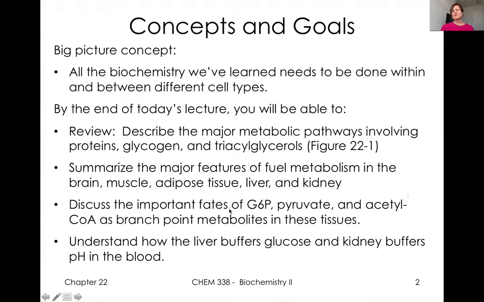We'll talk about and review some important branch point metabolites like glucose 6-phosphate, pyruvate, and acetyl-CoA, and we'll think about how they affect biochemistry in these specific tissues. And then importantly, with regards to the liver and the kidney, we'll discuss their ability to buffer glucose levels. So again, the liver's responsibility in maintaining homeostatic glucose levels, and then the kidney in terms of buffering blood pH. So again, those are the concepts and goals we'll have with today's lecture.